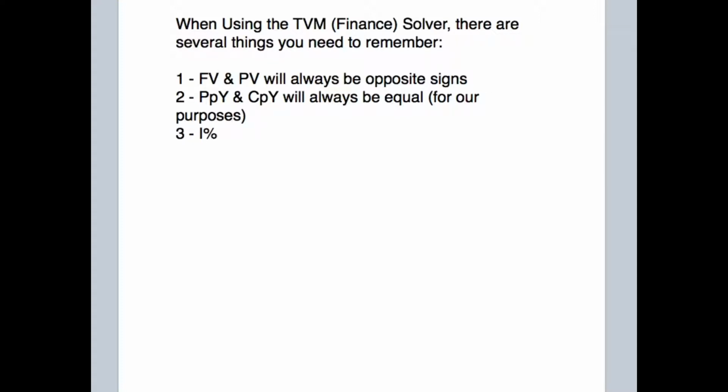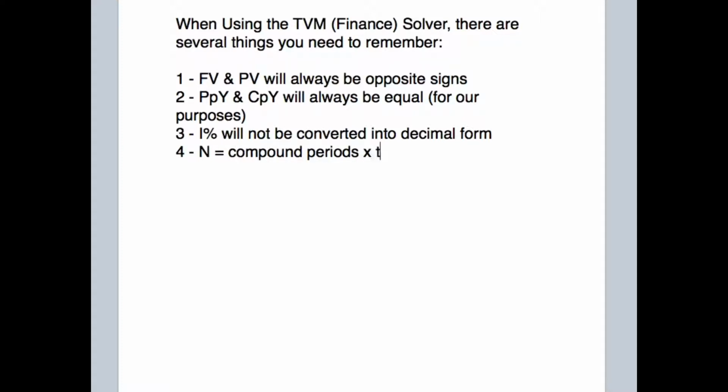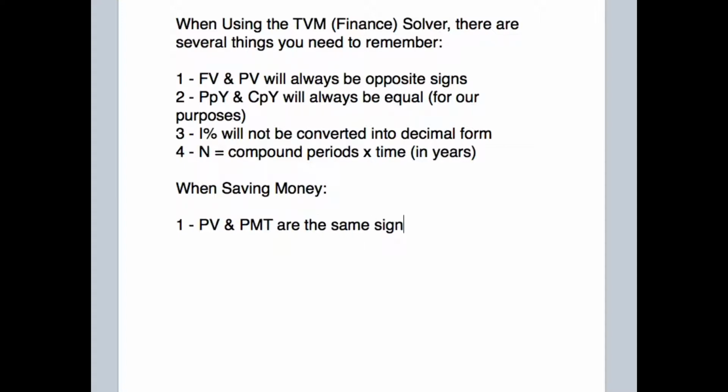Third, I, capital I in this case, will not be converted into decimal form, so it is the interest rate as its percent value. N is the compound periods times the time. Notice it's capital N. Now when we're saving money and incorporating a payment, present value and the regular payment are going to be the same sign.